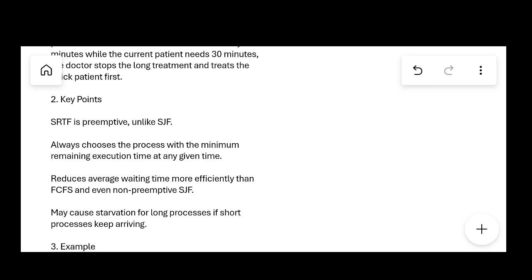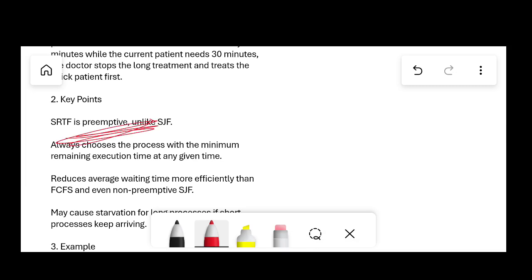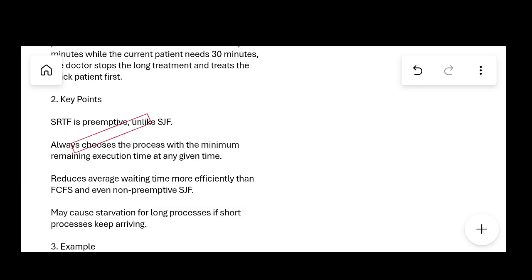So what does preemptive mean? Basically, it means if a process is running and a new process arrives with a smaller remaining time, the CPU stops the current process and executes the new one. Preemption is like a pause button. You temporarily stop the current task to handle a more urgent and shorter task. This helps reduce average waiting time. Okay, clear?